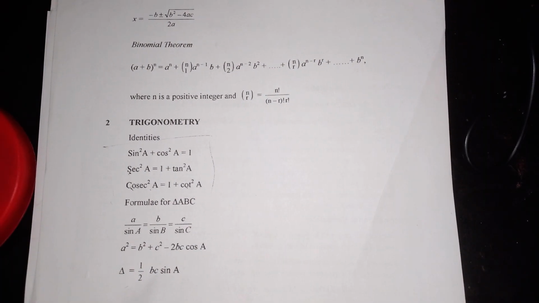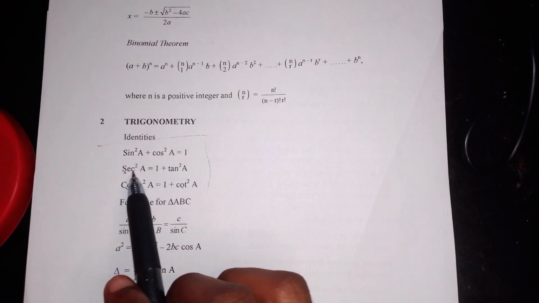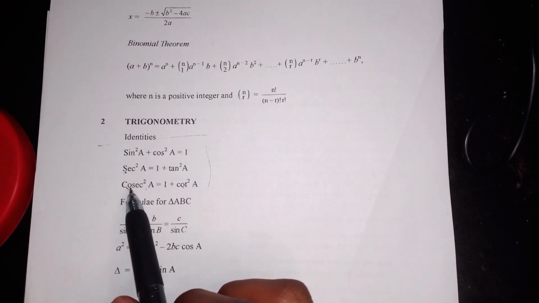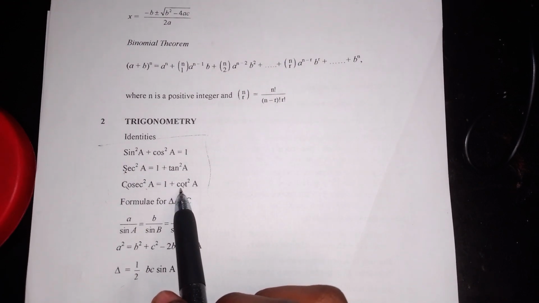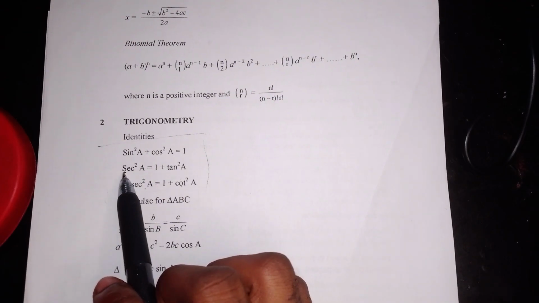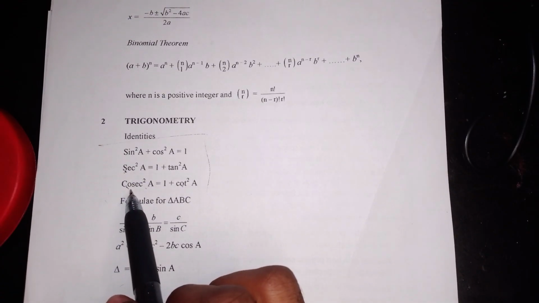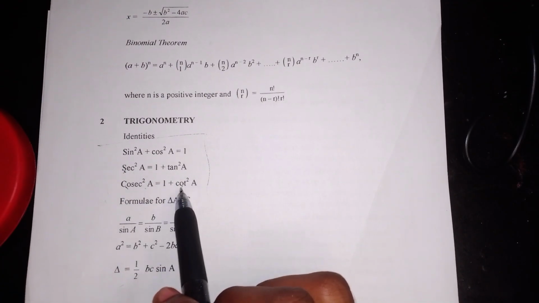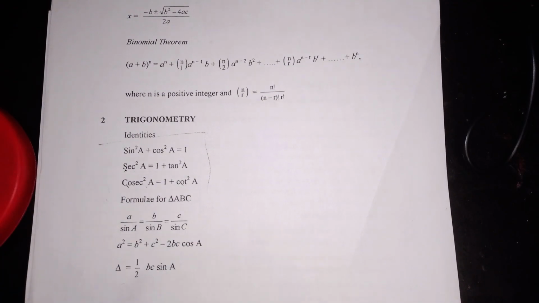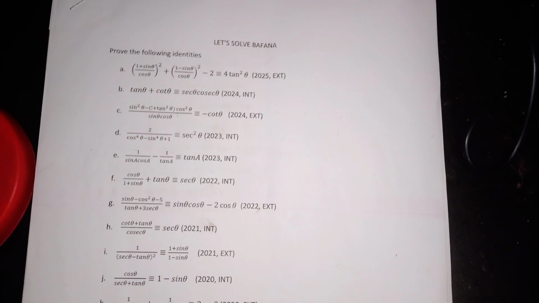And then you also need to know that sec is 1 over cos theta, cosec is 1 over sine theta, then cot is 1 over tan theta. In case you forget, just count to 3. 1, 2, 3, you have cos. 1, 2, 3, you have sine. And then 1, 2, 3, you have tan. And then you also need to know that tan is sine over cosine.